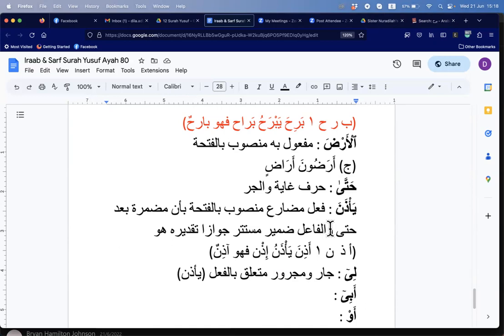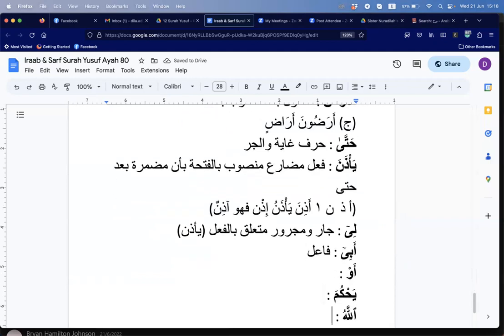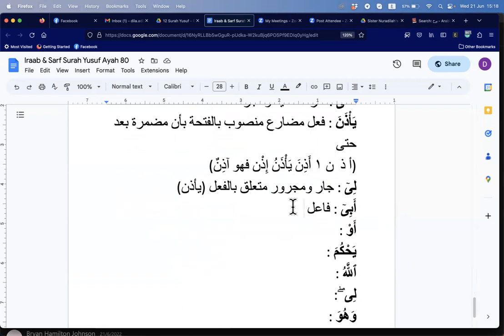Actually, don't need this one. Fa'il. What status? Fa'il, this one. It's abun actually, kan. But with ya mutakalim it can be fa'il marfu muqaddara. Marfu, correct. Muqaddara, correct. But what do you usually see in marfu? Marfu bil dhammah muqaddara. Yes.